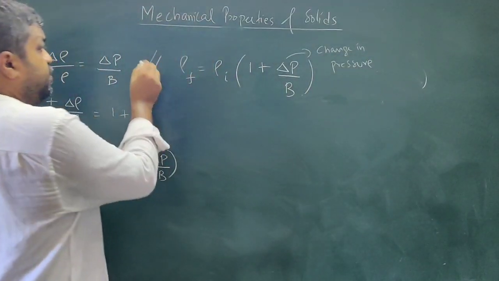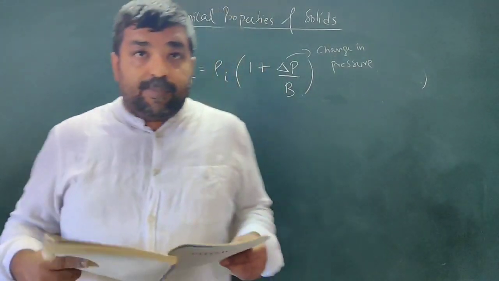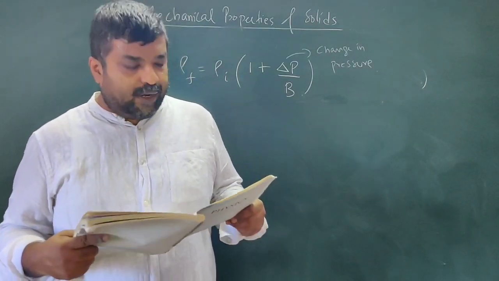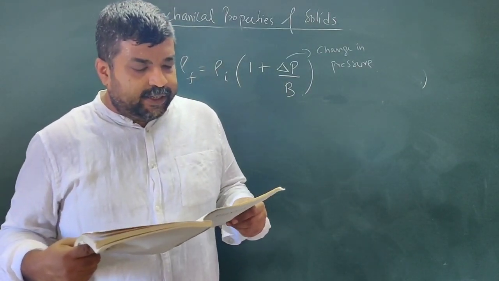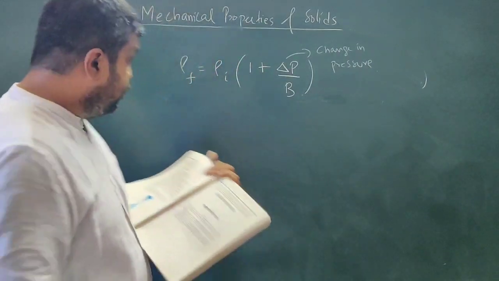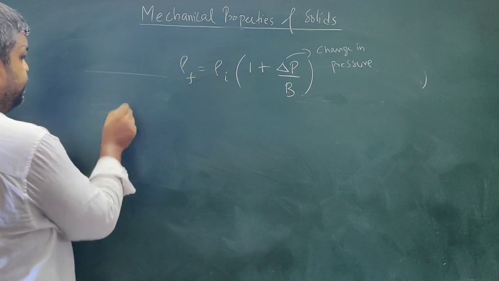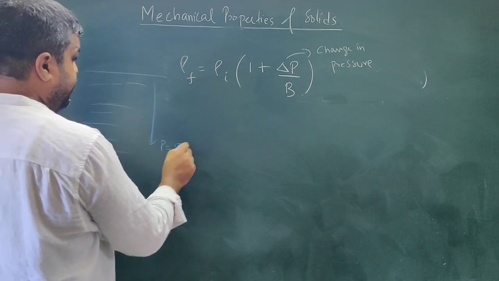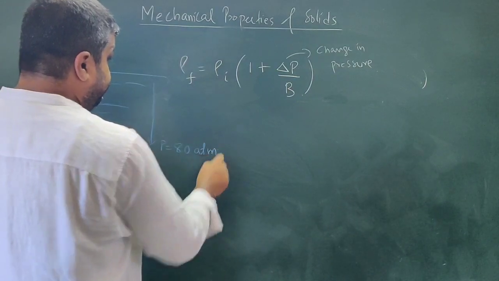Okay, so this is a very important formula. Now based on this formula, you have a question in your exercise 9.13. The question says: density of water at a depth where pressure is 80 atmosphere. So this is water, and at a depth, the pressure is 80 atmosphere.